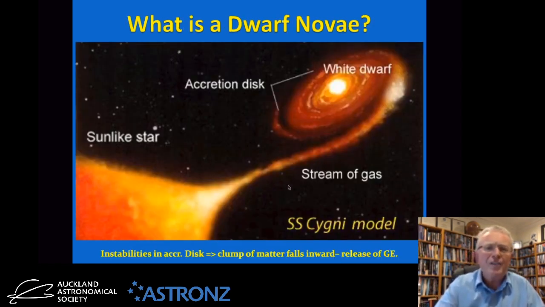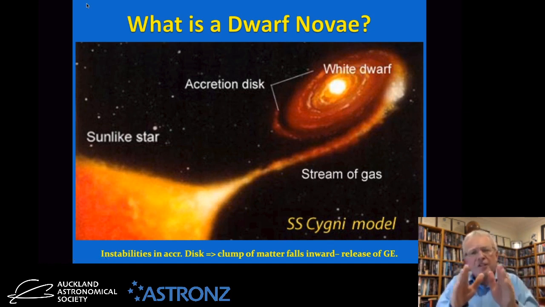So how about this? That's a classical nova, where you get a big explosion on the surface of a white dwarf, and the white dwarf survives it. So what's a dwarf nova? You've got your same thing here.